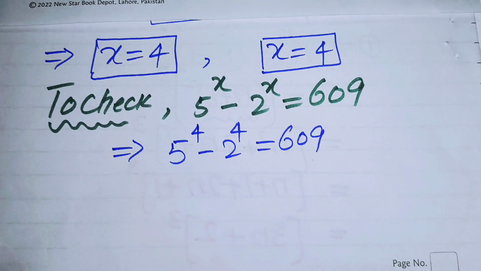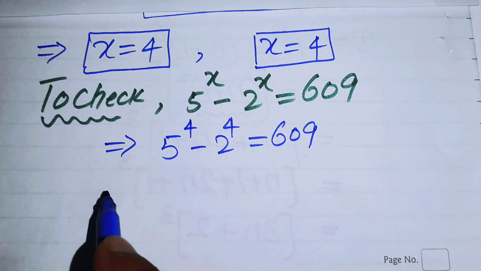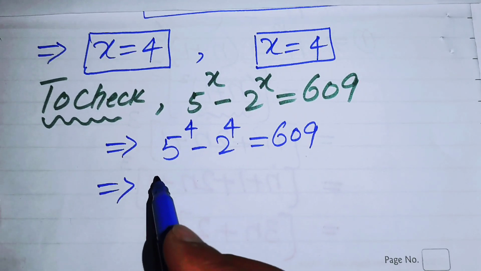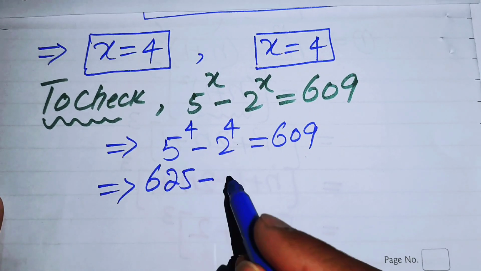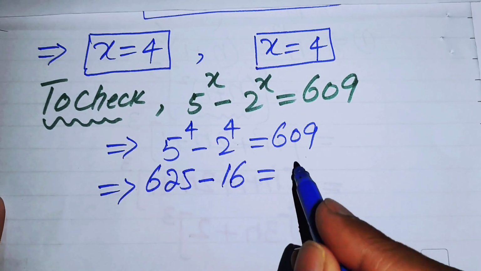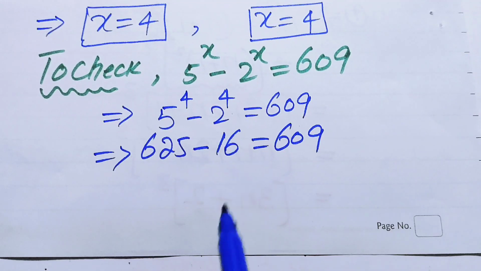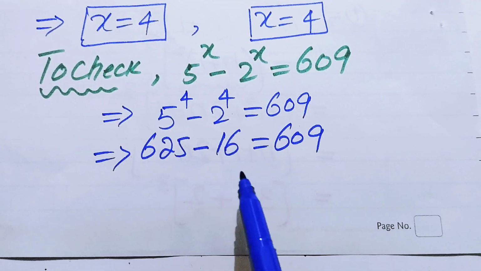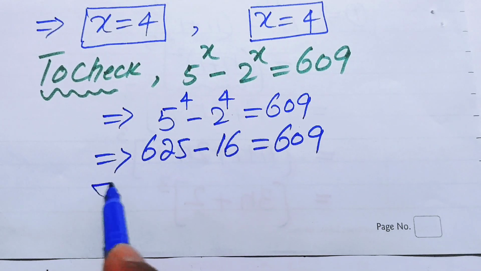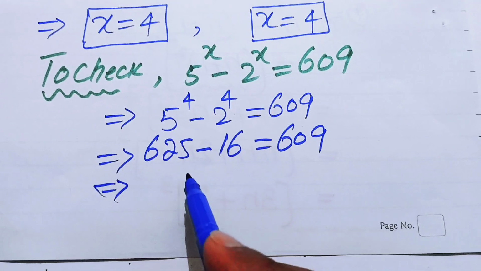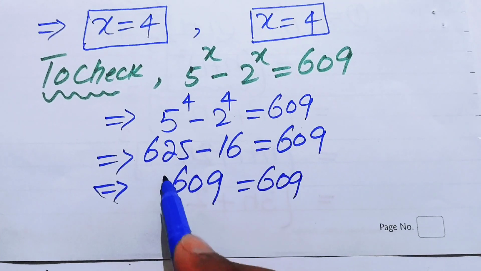Now we use the calculator to find the values: 5 to the power of 4 equals 625, and 2 to the power of 4 equals 16. When we subtract 625 minus 16, you easily get 609. So it is equal to 609.